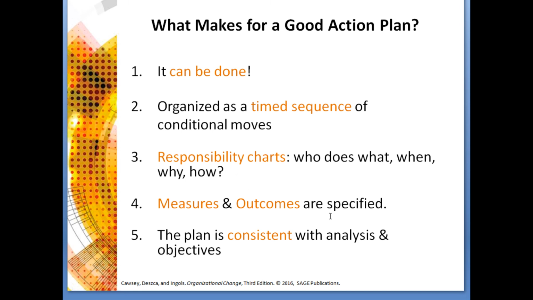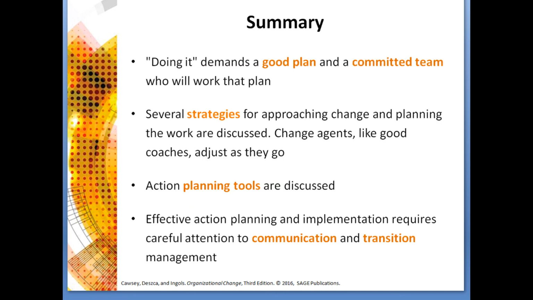Measures and outcomes are specified. We should have things we can measure. The old SMART goals, right? Goals should be specific, measurable, attainable, relevant, and time-based. So we should have very specific goals that we're trying to achieve and when we're trying to achieve them by. And this plan should be consistent with the analysis. We can't just ignore reality. This should be the things we want.